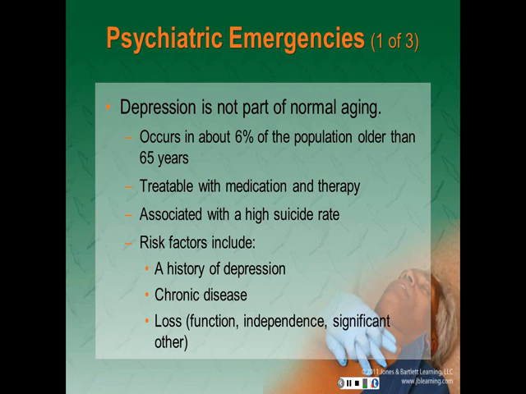Depression is not part of normal aging. Rather, it is a medical disease that occurs in about 6% of the population over the age of 65. It is treatable with medication and therapy, and if it goes unrecognized or untreated, it is associated with a higher suicide rate in the elderly population than in any other age group.